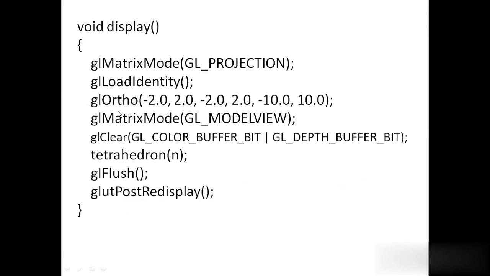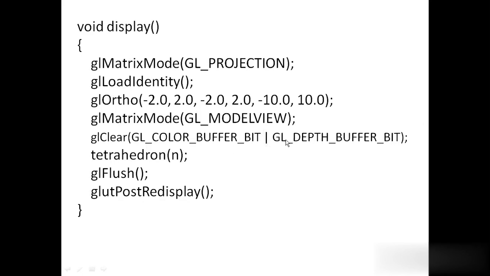glOrtho will be seen in the display function. In the display function, glMatrixMode(GL_PROJECTION), glLoadIdentity, glOrtho specifies the coordinates of the x, y max and z plane and near and far plane. These are the parameter values which have to be passed to glOrtho. glMatrixMode changes the mode from GL_PROJECTION to the model view.